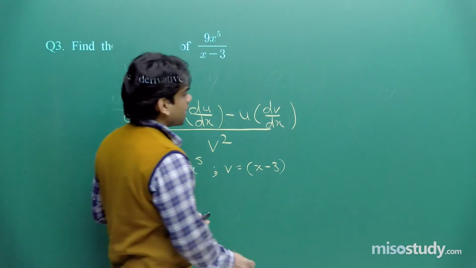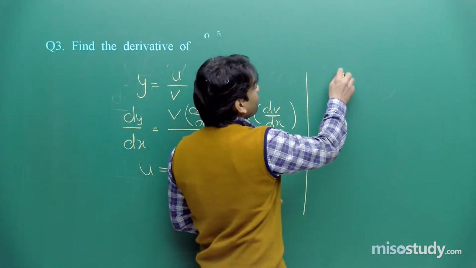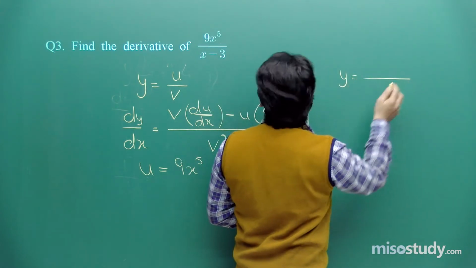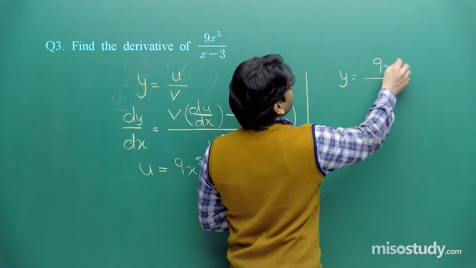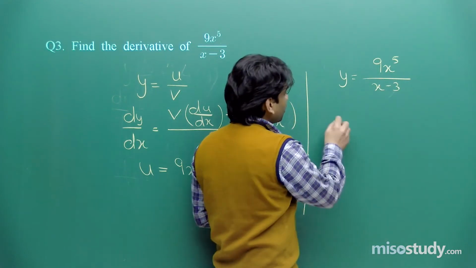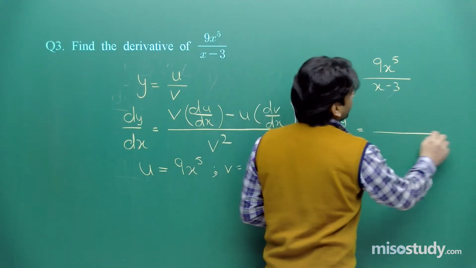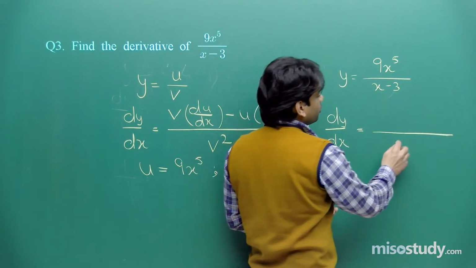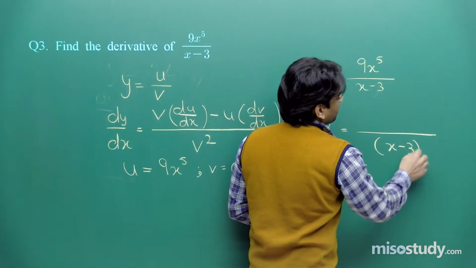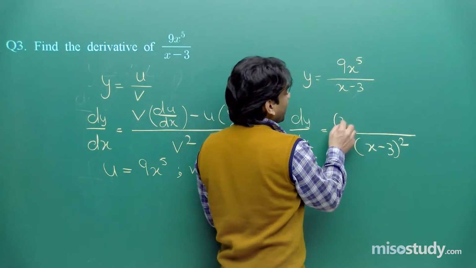So I'm going to use this part of the board. I hope you can clearly see it. Here the function is given as y equals 9x power 5 divided by x minus 3. Now put in the values. dy by dx: first of all, in the denominator you have to divide by x minus 3 whole square. Now keep the denominator as it is.